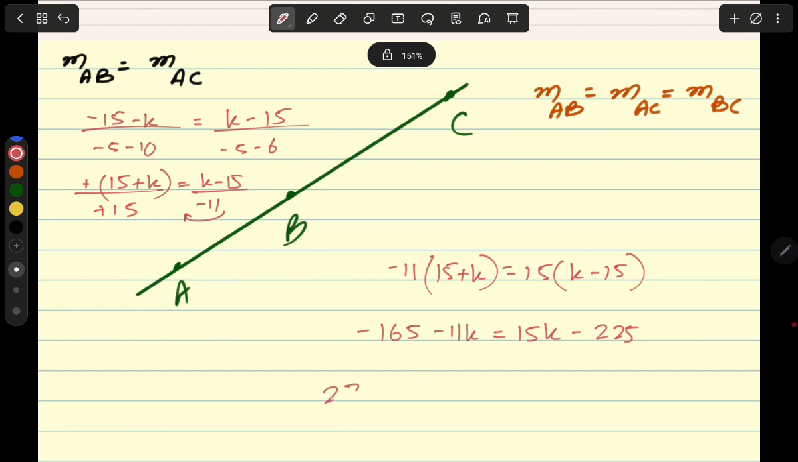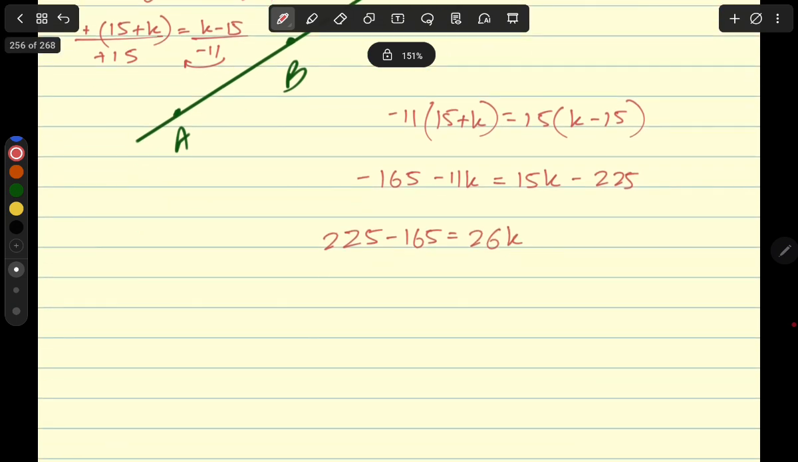Now 225 take away 165 is equal to 26k. Now so 35, 25 is 60. So 60 upon 26 is 30 upon 13 is going to be the value of k.